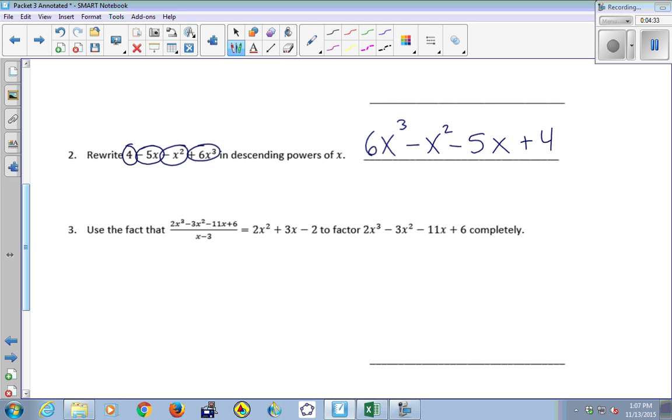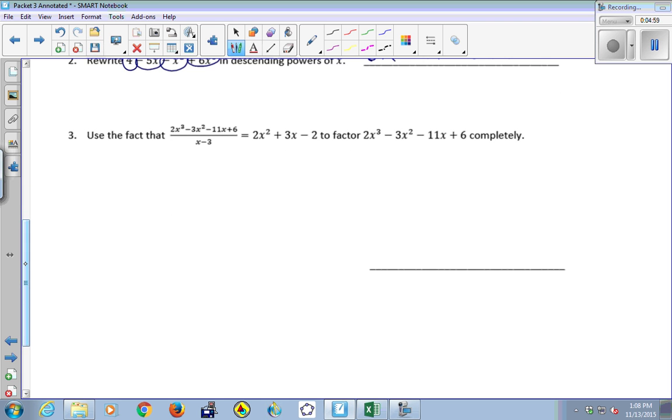Okay, so the last thing is I have a division problem. I wrote it as a fraction, but that really says that 2x cubed minus 3x squared minus 11x plus 6 divided by x minus 3 equals 2x squared plus 3x minus 2. So I want to use that fact to factor 2x cubed minus 3x squared minus 11x plus 6 completely.